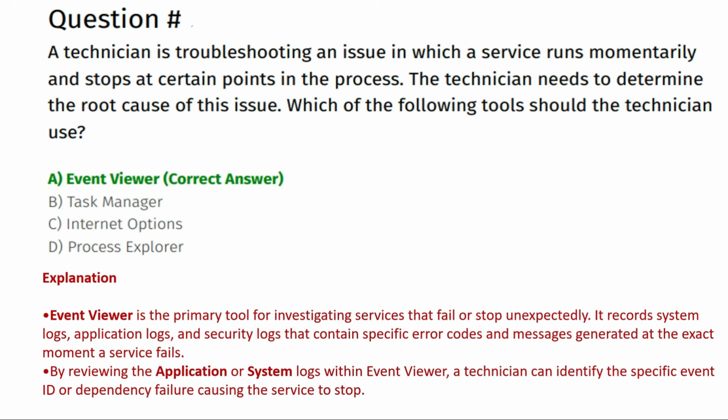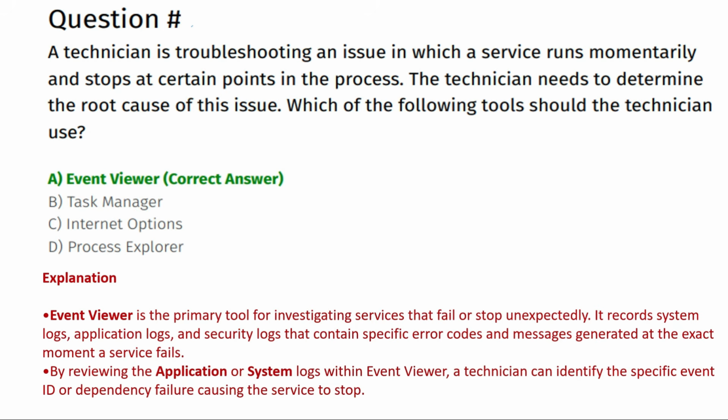And the next question is, a technician is troubleshooting an issue in which a service runs momentarily and stops at certain points in the process. The technician needs to determine the root cause of this issue. So which of the following tools should a technician use? Option A, Event Viewer. Option B, Task Manager. Option C, Internet Options. Option D, Process Explorer. And the correct answer for this question is option A, Event Viewer. So let's check the explanation.